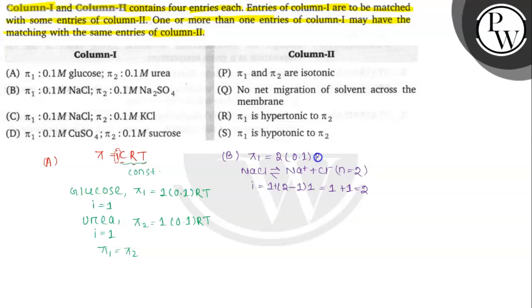Now for Na2SO4. Na2SO4 is dissociated into 2Na plus and SO4 2 minus. Here the number of dissociated ions is 3. It is 2, it is 1, that means 3. So pi 2 will be 3 into 0.1 into RT. So the value of i for Na2SO4 is more than for NaCl. The Van't Hoff factor of Na2SO4 is more than NaCl. That means pi 2 is greater than pi 1 in case of B. Now C.